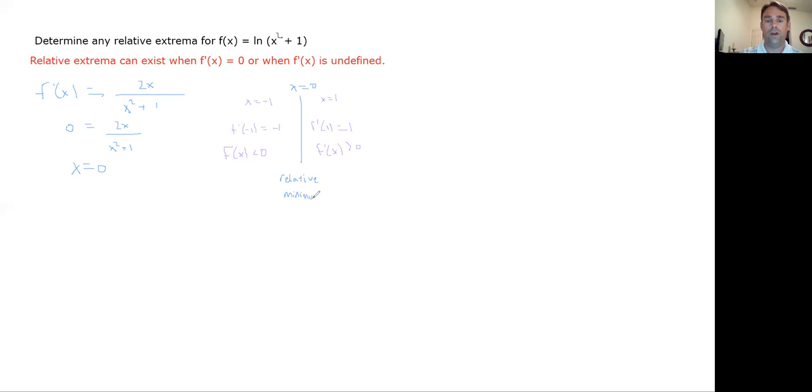So we're going to plug it in now to figure out the y value that goes with it. So f of 0 equals natural log of 0 squared plus 1. So the natural log of 1, which would be 0. So that relative min is located at the point 0, 0. So we said what we're going to do. We did the work. Now that we're done, we're going to say what we found. And then, friends, we can call it a night.